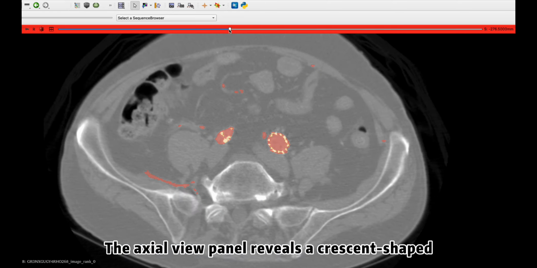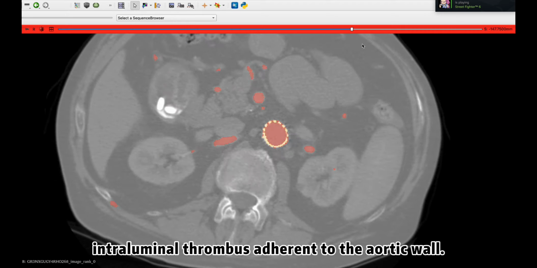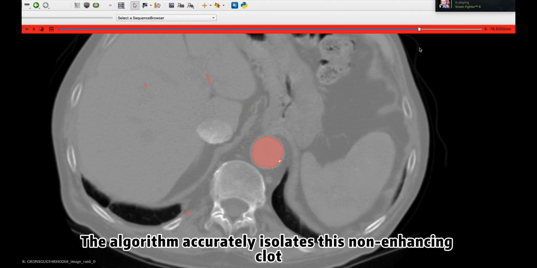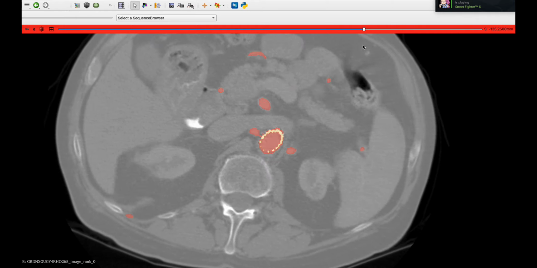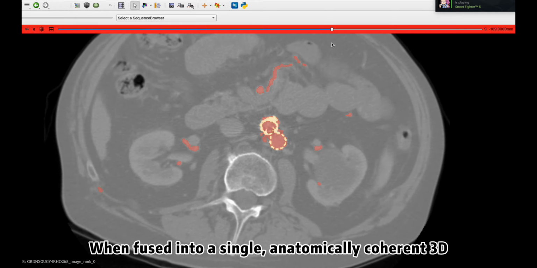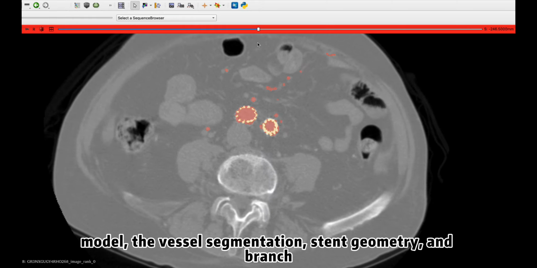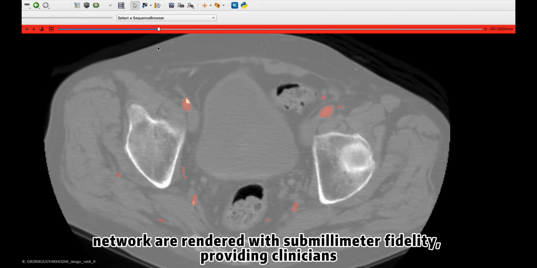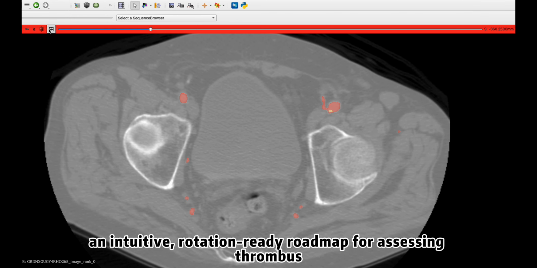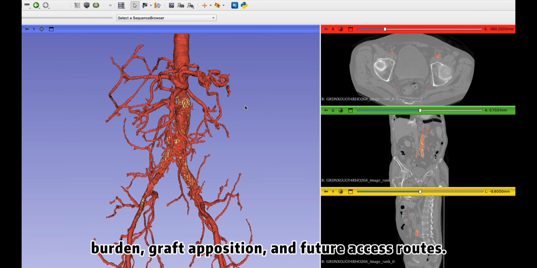The axial view panel reveals a crescent-shaped intraluminal thrombus adherent to the aortic wall. The algorithm accurately isolates this non-enhancing clot while preserving the patent lumen. When fused into a single, anatomically coherent 3D model, the vessel segmentation, stent geometry, and branch network are rendered with submillimeter fidelity, providing clinicians an intuitive, rotation-ready roadmap for assessing thrombus burden, graft apposition, and future access routes.